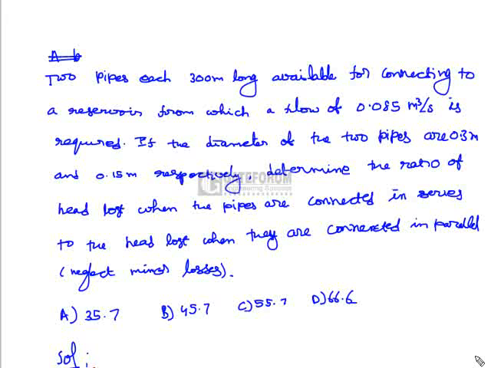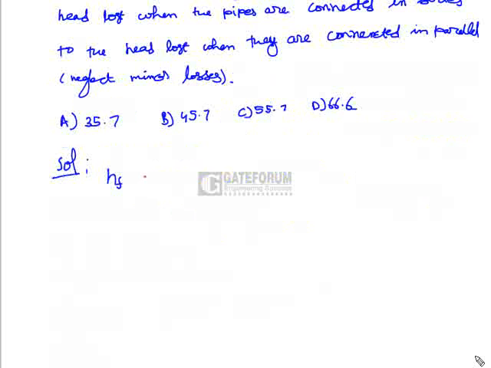Here, when the pipes are connected in series, then the head loss due to the friction is equal to the sum of the head loss due to the friction in pipe 1 and in pipe 2. We can write it as HF equals HF1 plus HF2, that is the head loss in pipe 1 plus head loss in pipe 2, which is given by FL V1 square by 2GD1 plus FL V2 square by 2GD2.